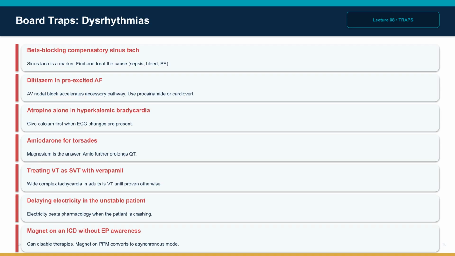Forgetting that rhythm correction does not end the search for the underlying cause. Delaying electricity for medication in an unstable patient. Magnet on an implantable defibrillator without EP awareness. It can disable therapies. On a permanent pacemaker, magnet converts to asynchronous mode. Cardizem is the wrong answer in WPW with atrial fibrillation.